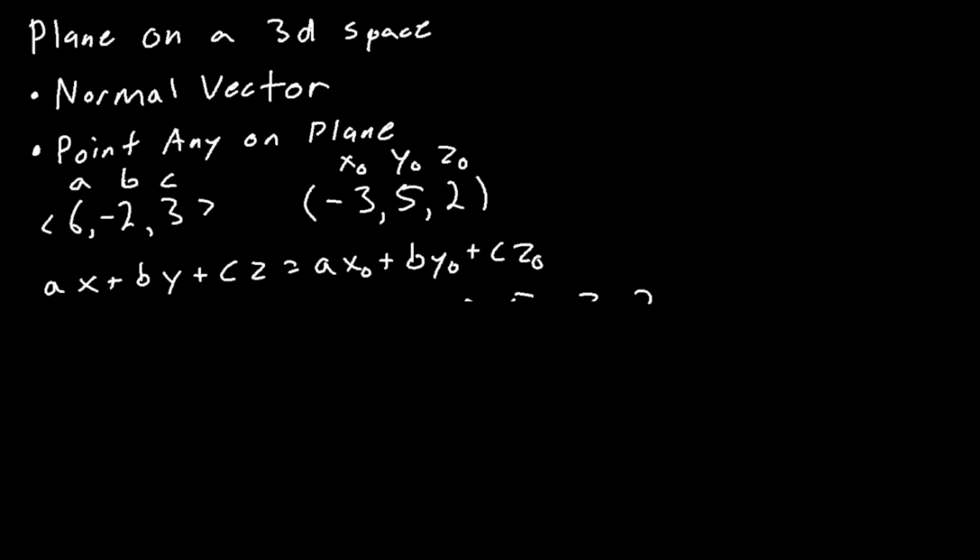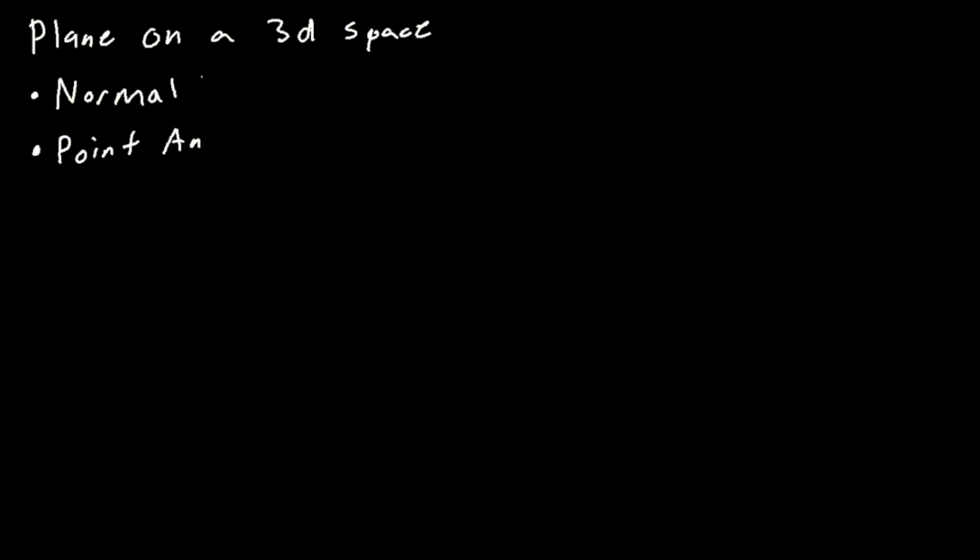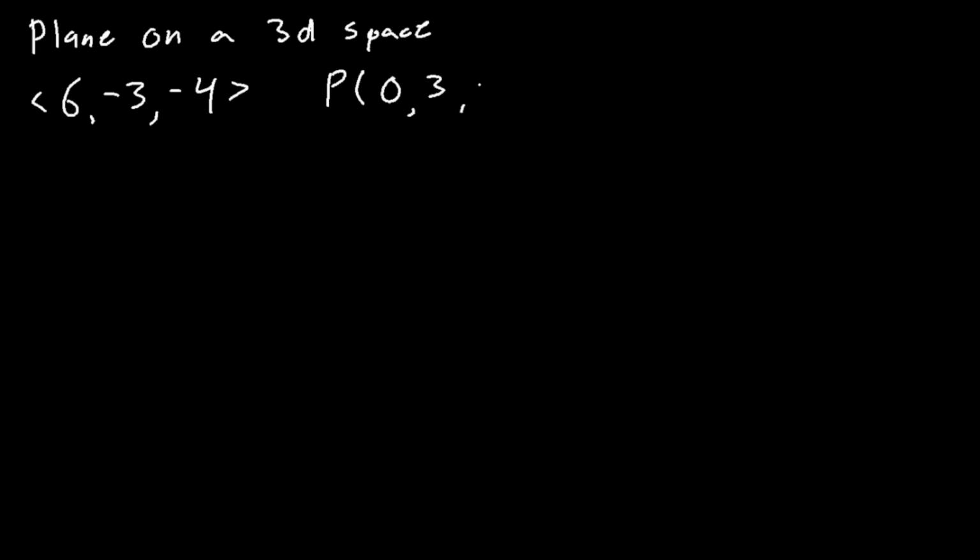Okay, let me erase this up here. Let me give you guys a couple of problems that you can solve. I'll give you the normal vector 6, -3, -4. We'll give you a point P on the plane at 0, 3, and -9. So go ahead and solve for the equation of the plane, given the normal vector 6, -3, and -4 at point 0, 3, -9.